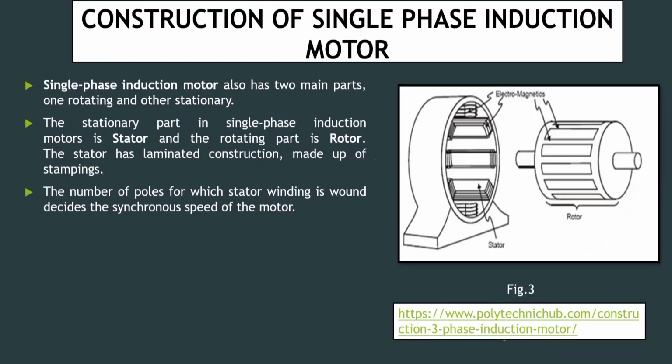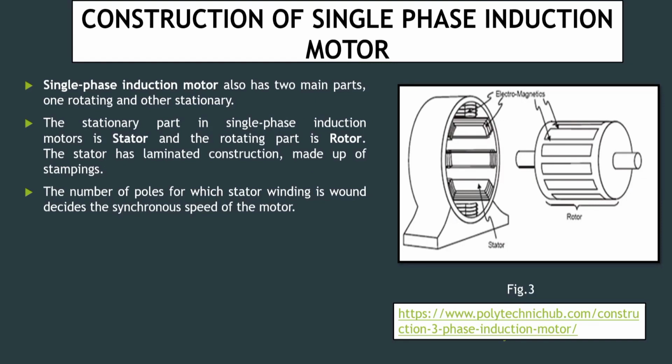If I talk about single phase induction motor construction, you can see that we have two main parts, stator and rotor, right? The part which is moving is known as the rotor, and the part which is not moving is known as the stator. The stator is made up of lamination and stampings, and it is wound, so it does not run at synchronous speed, right?